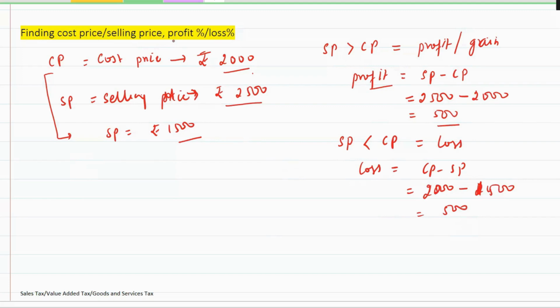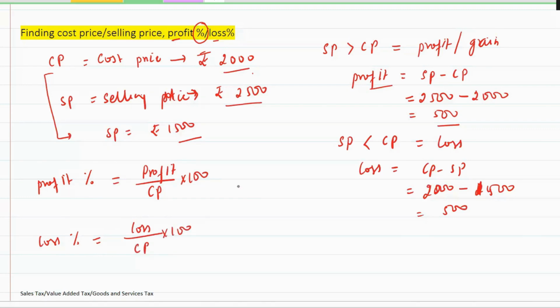Now one more term. This is profit and loss we have calculated, but there is also percentage. To calculate profit percent or even loss percent, remember one thing: profit percent and loss percent are both calculated on the basis of cost price. Basis means I always take the reference of cost price. So the formula for profit percent is profit divided by cost price into 100. Same way, if there is a loss, we write loss upon cost price into 100.